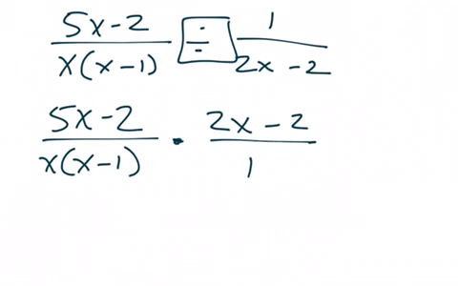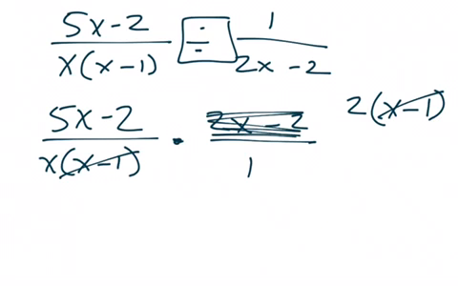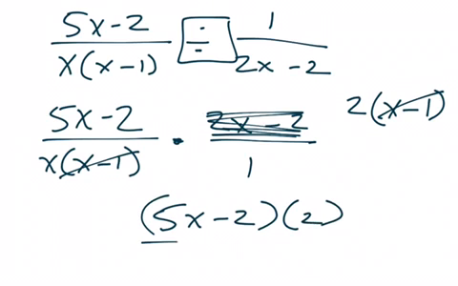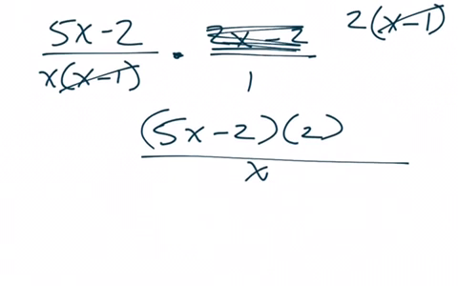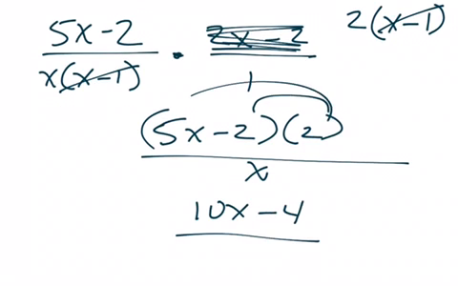Hey, I think 2x minus 2 can be factored. Yeah? Can't you take a 2 out of there? Look at this. Boom. So this isn't here anymore. The only thing that's left of that is the 2. So really all I have is 5x minus 2 times 2 over what's left down there, an x. And so I guess we could call that 10x minus 4 because we can distribute that over x.